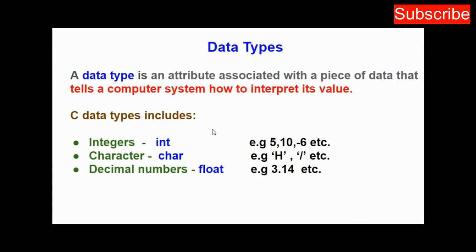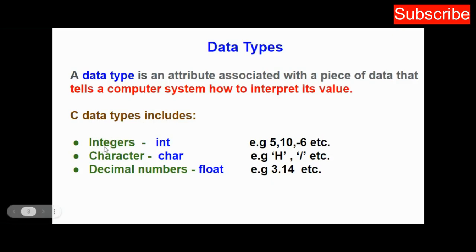Also in programming, we have several kinds of data, and it's good to know what kind of data you're working with at a particular time, because that tells the computer how to interpret its value, how to interpret its content. And we'll be dealing with three major kinds of data, or three data types in C.